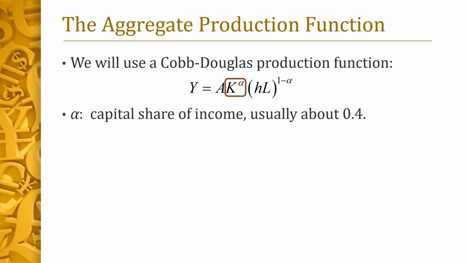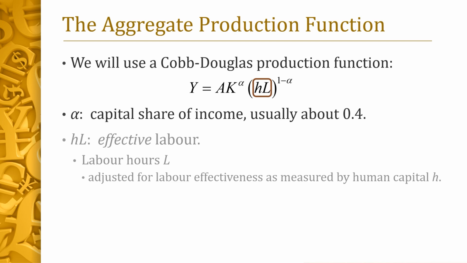The next part of the function is the product of two terms, human capital H, which captures the marketable skills of the typical worker, and labor hours L, which is the total number of labor hours worked in the economy. The product HL is known as effective labor, total labor hours adjusted for the effectiveness of labor as measured by human capital. To capture its relative importance, effective labor is raised to the power 1 minus alpha, which is the share of national income that goes to labor.